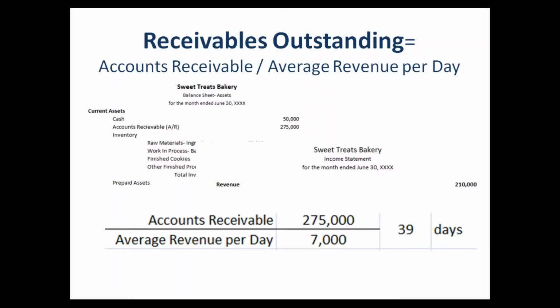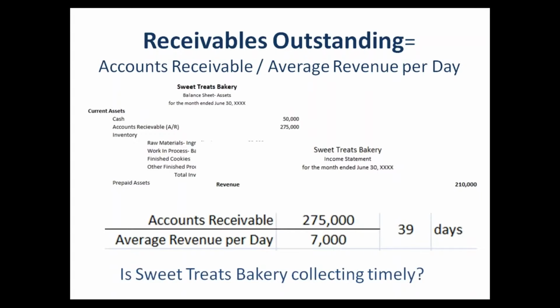The result is 39 days. It takes the bakery about 39 days to get all of their money owed from customers. Is this a good thing or not? Are they collecting timely? If you think about the standard invoice terms, it's usually somewhere around 30 days.